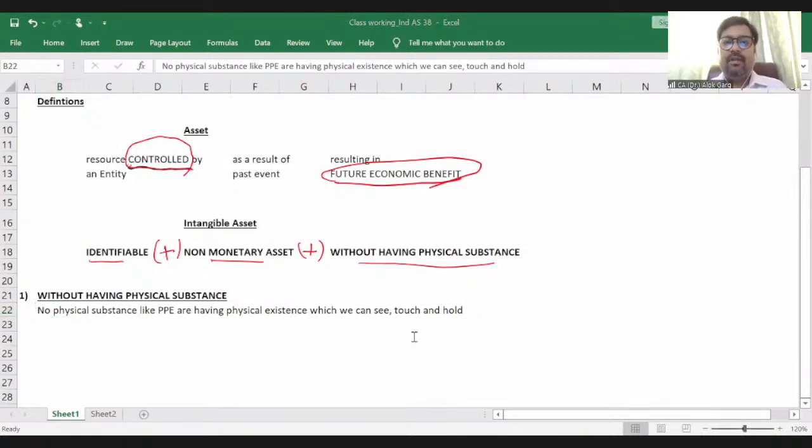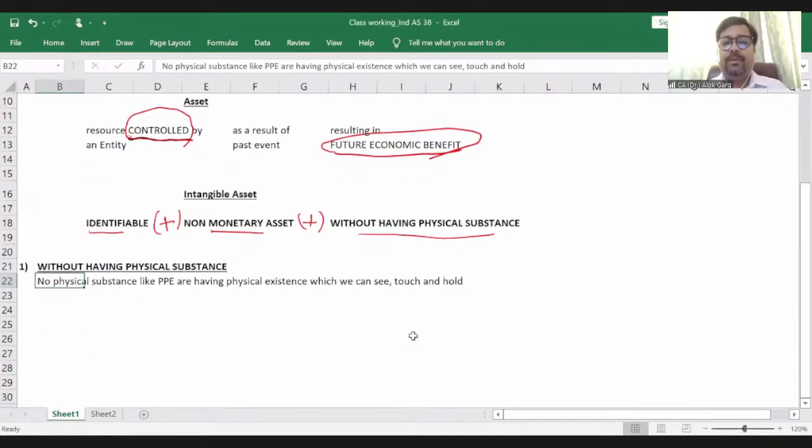Is it clear to everyone? Okay, 3 participants have responded so far. No physical substance like PPE, which have physical existence which we can see, touch, and hold. But an intangible asset does not have a physical substance.